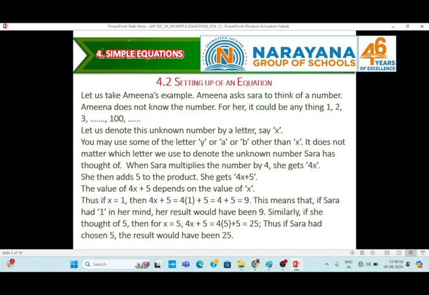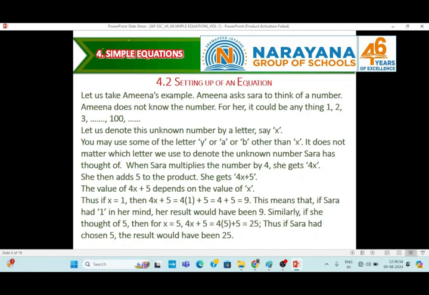Let us take the same situation, Amina's example. Amina asks Sarah to think of a number. Amina does not know the number. For her, it may be anything like 1, 2, 3 or 100 or any number. So let us denote the unknown number by a letter, say x. Of course, you may use some other letter like y or a or b, whatever it may be. It does not matter which letter we use to denote the unknown number Sarah has thought of. When Sarah multiplies the number by 4, the product becomes 4 into x. She then adds 5 to the product, and the result becomes 4x plus 5.